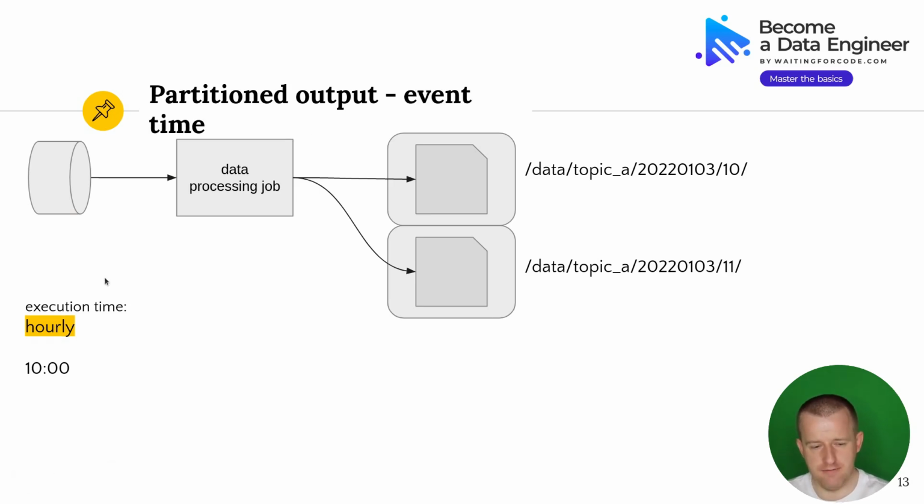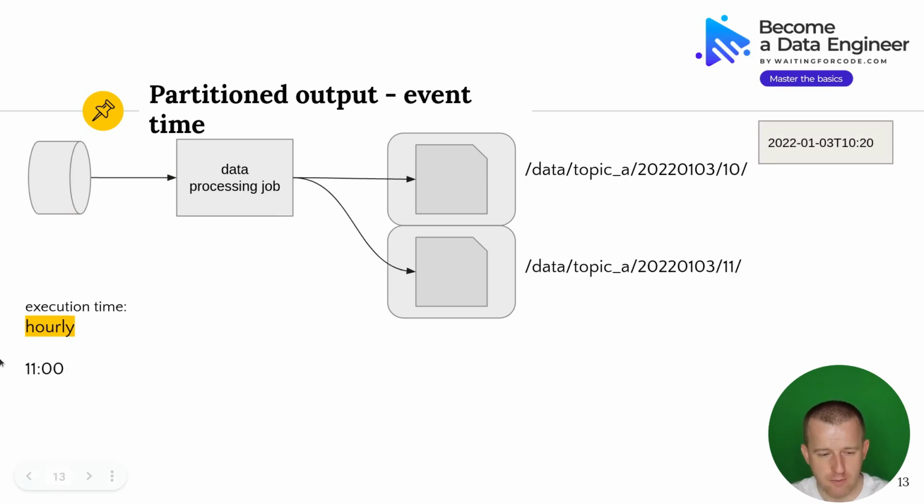What happens for the event time? For the event time, it's much more consistent. So we still have 10:20 in the partition of 10, but now when we move to the 11 o'clock and we get this 10:05 data, we will add it to the event time partition of 10 o'clock.